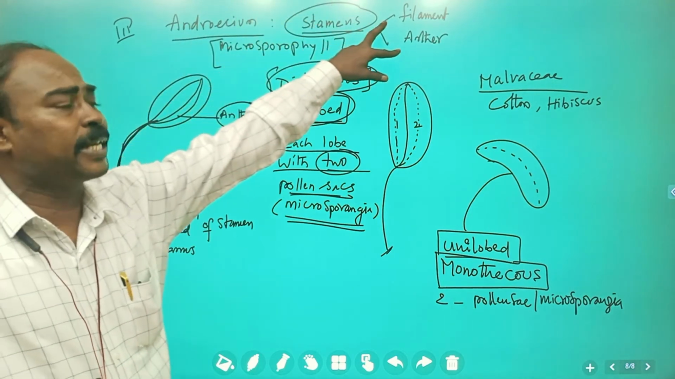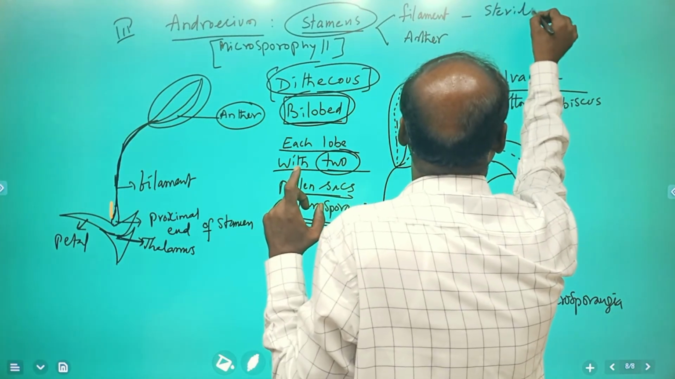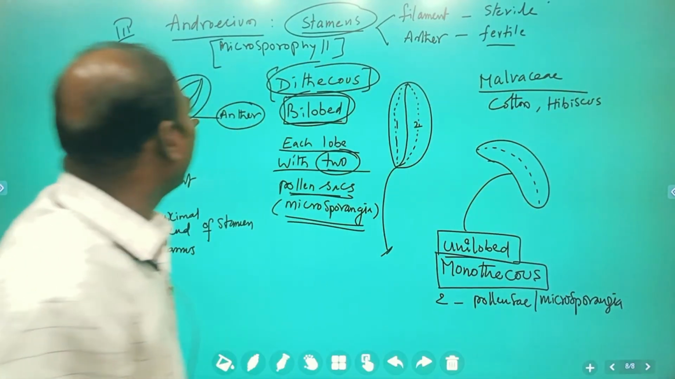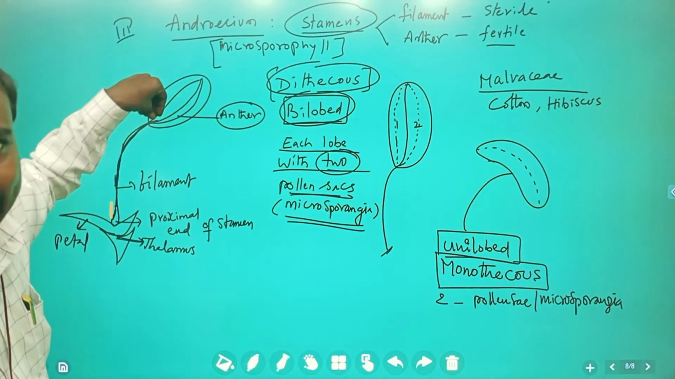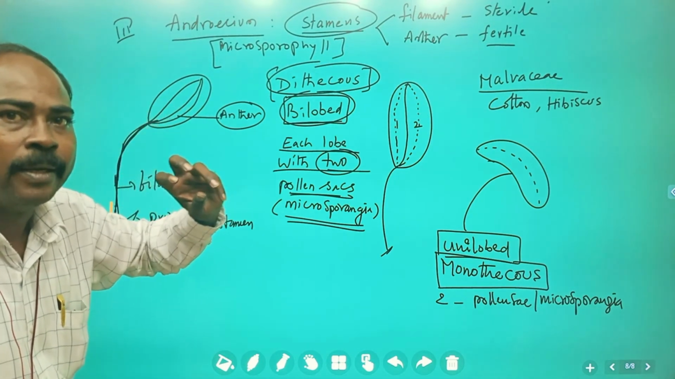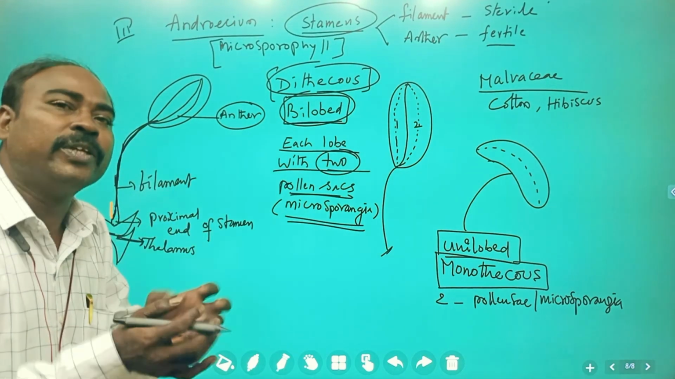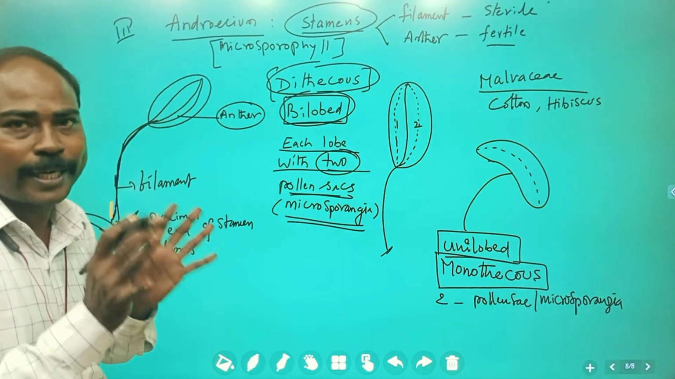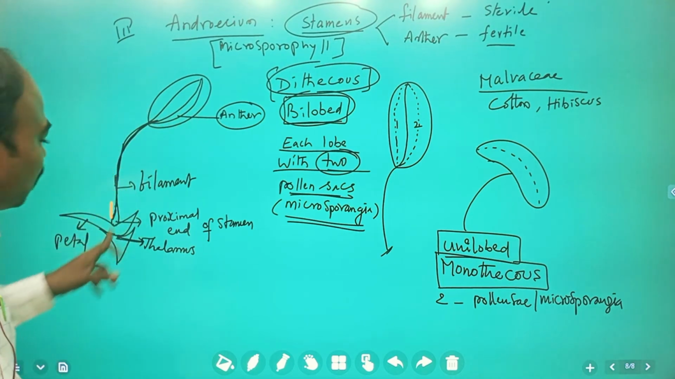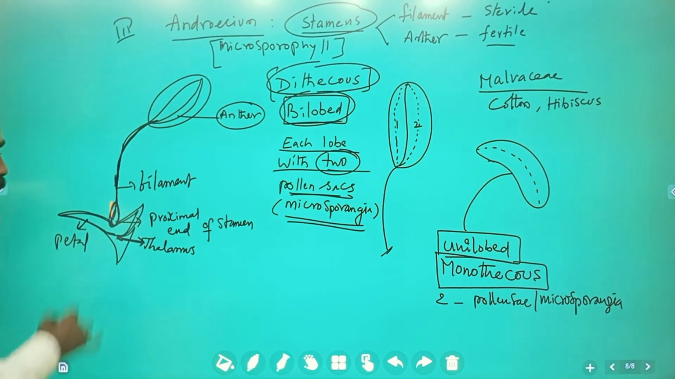Each stamen has two parts, that is a sterile filament and a fertile anther. The anther is the main part which produces pollen grains. Pollen grains are called male gametophytes. Within the pollen grain, male gametes are produced, right? So this is about androecium. The stamen has two parts. The proximal end is generally attached to the petal or thalamus.